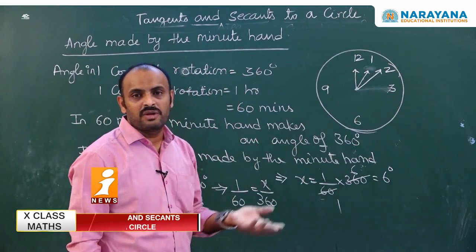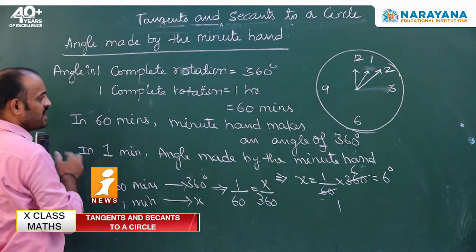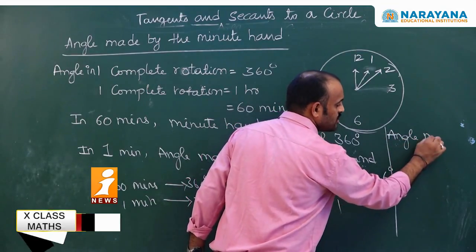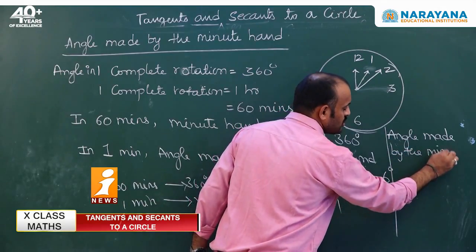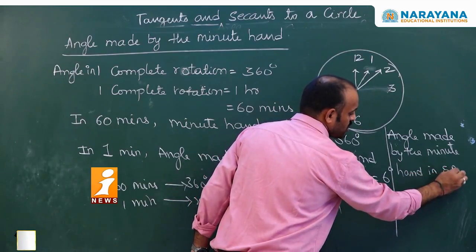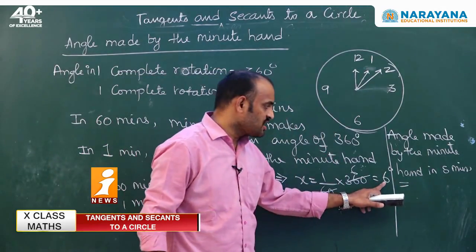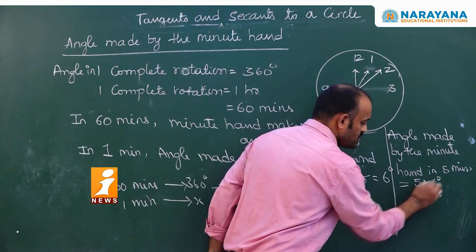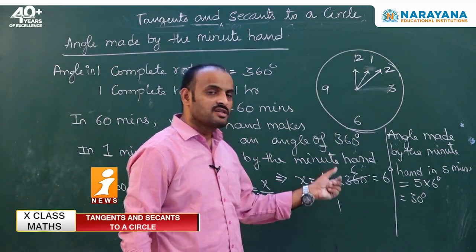Then what will be the angle made by the minute hand in 5 minutes? In 1 minute it is 6 degrees, so in 5 minutes, 5 into 6, 30 degrees. Similarly, in 10 minutes, 10 into 6, 60 degrees.